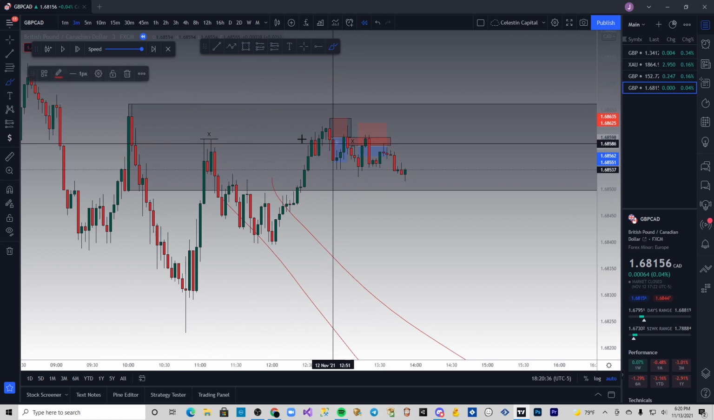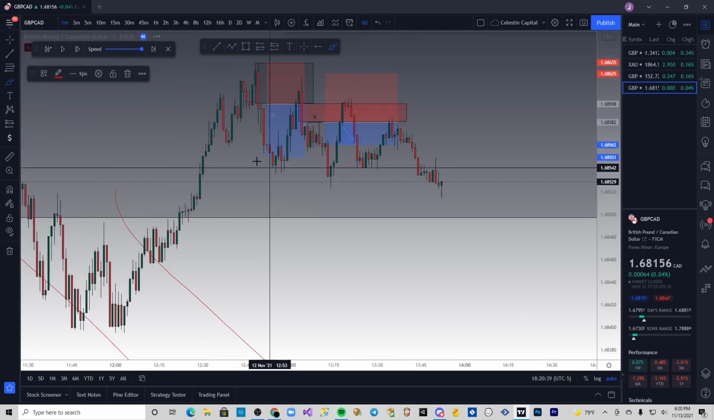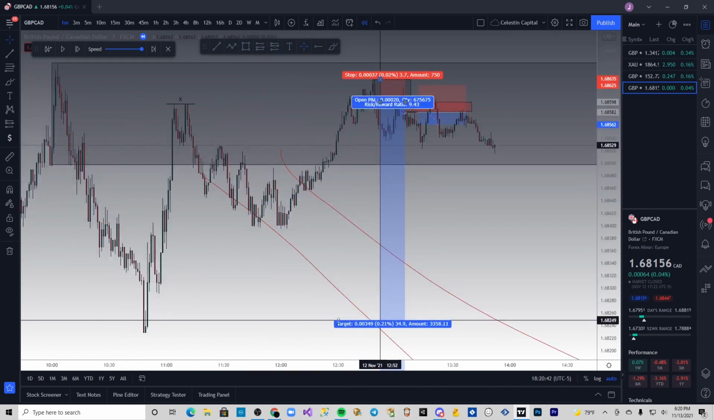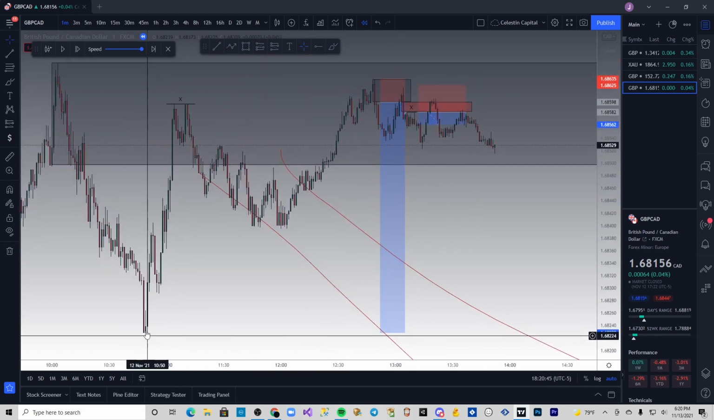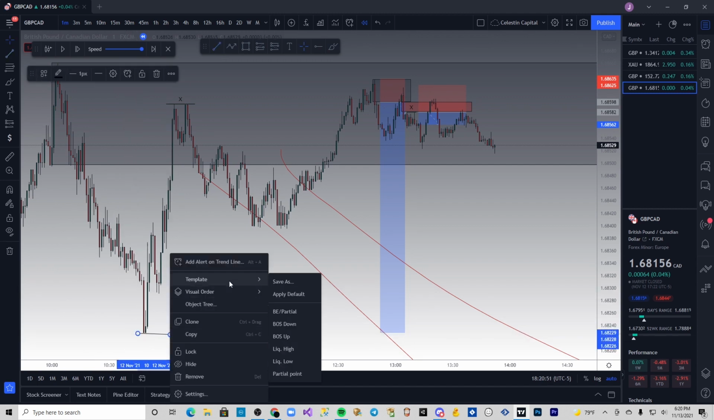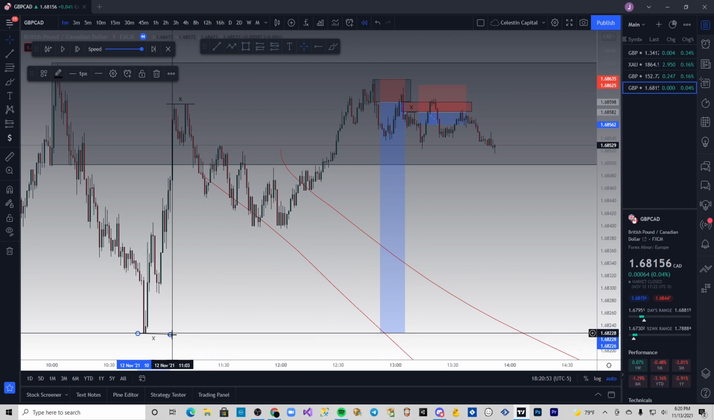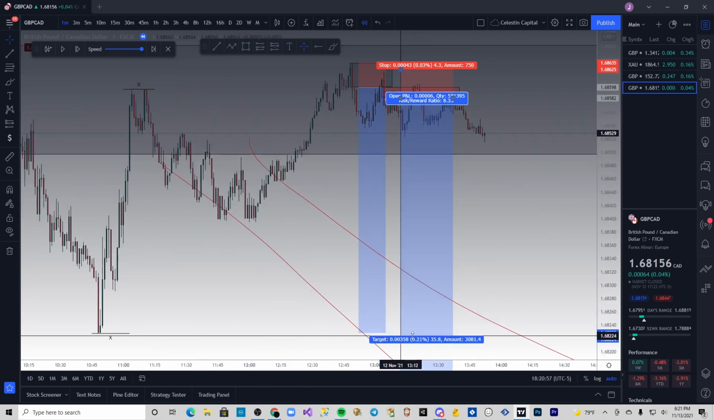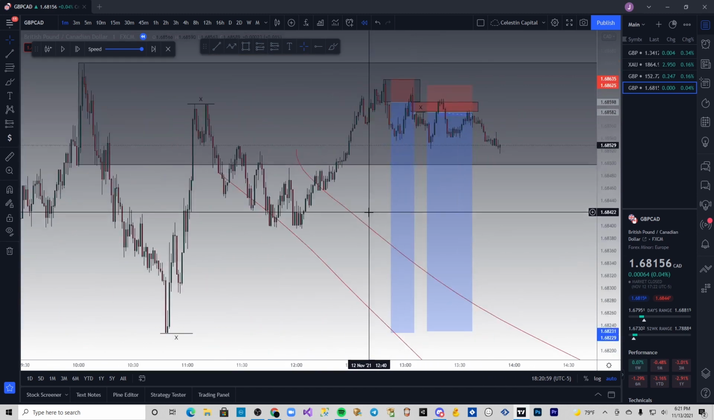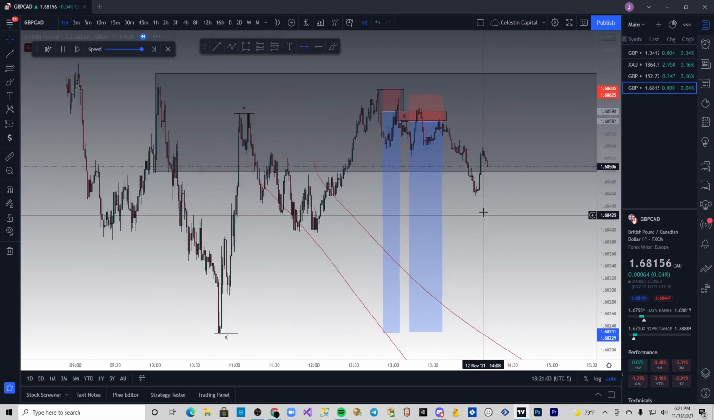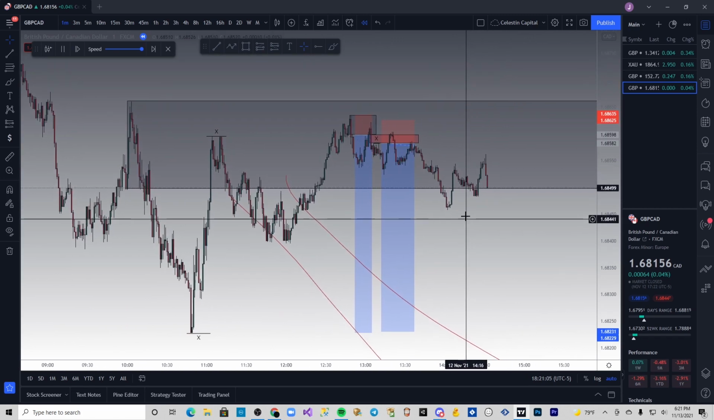So let's see, where is it? There we go. Okay, here we go. So I'm targeting this right here, and you can see we have equal lows that I expect the market to clear. Liquidity low. So I targeted this for both of my entries. And you can see the market is starting to head down.